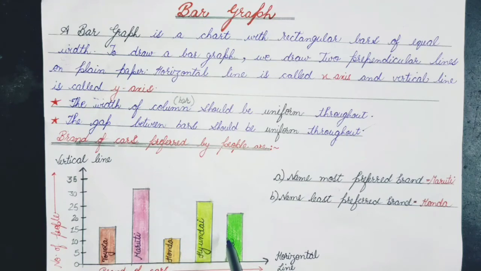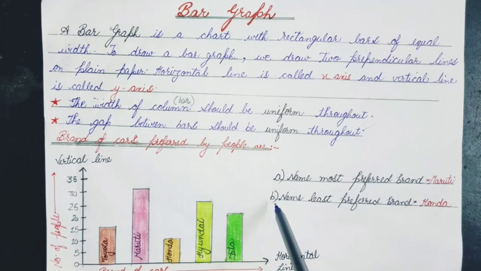Right everyone, you can see here this bar graph is made by me, which shows the brand of cars preferred by the people. See here, the Toyota car is preferred by 15 people, Maruti car is preferred by 30 people, Honda is preferred by 10 people, and Hyundai is preferred by 25 people, and at the last Tata is preferred by 20 people. So by looking at this bar graph, I can directly draw the conclusion, right?